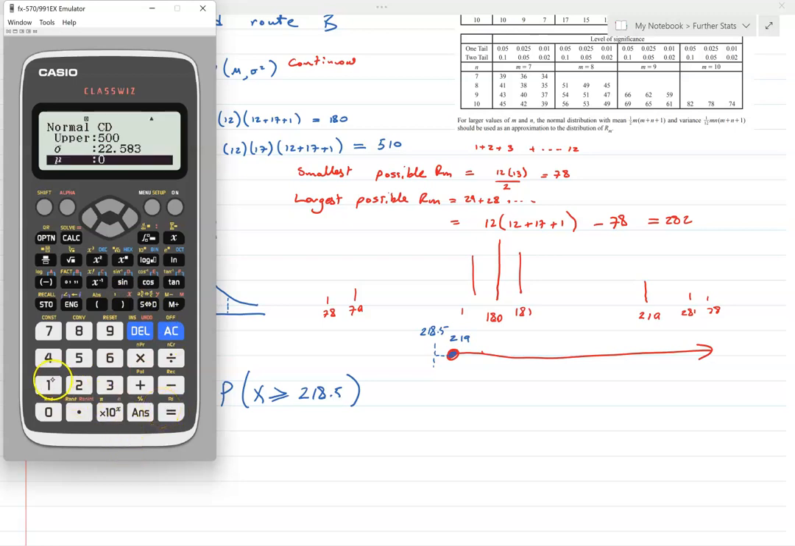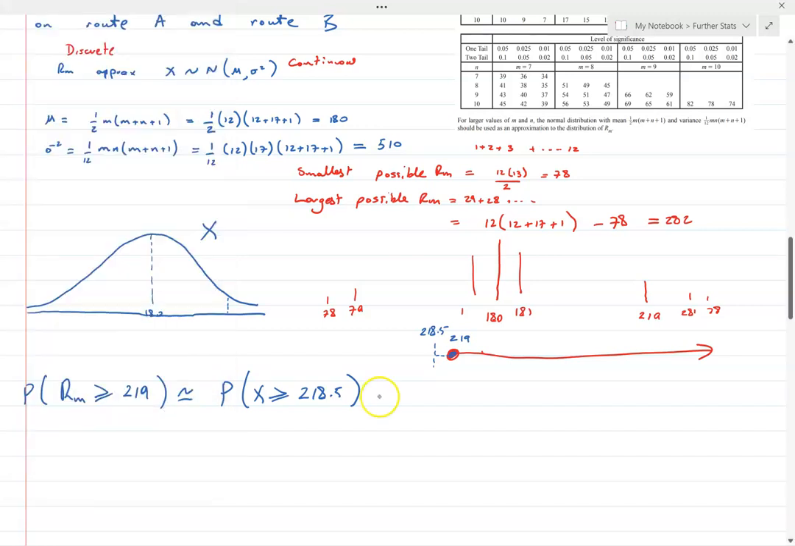And the mean is 180. So that equals 0.0441. I often put continuity correction to make it clear what we're doing there.